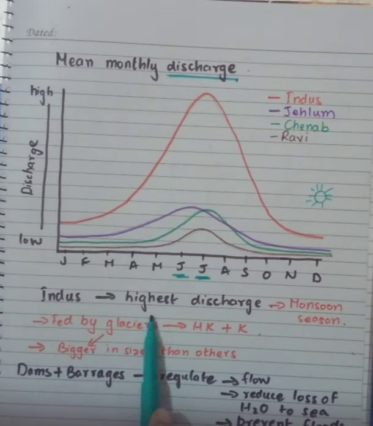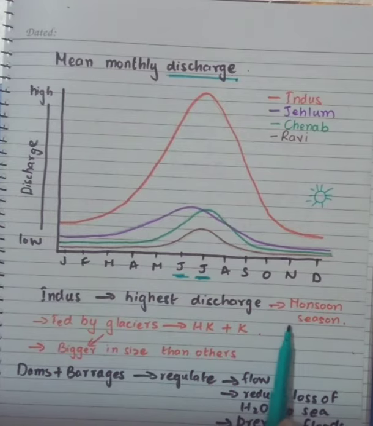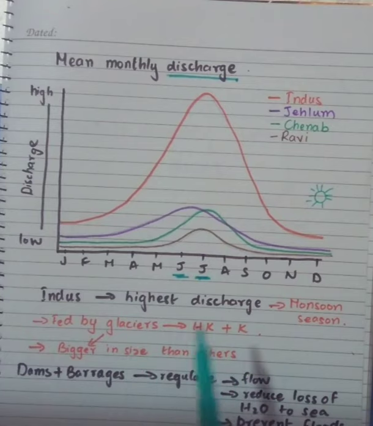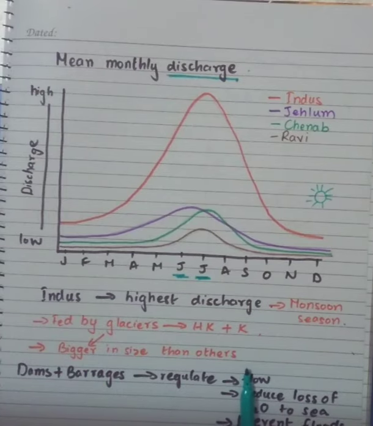So the Indus River has the highest discharge in the monsoon season, and it's being fed by the glaciers because the glaciers are being melted during the monsoon and summer seasons. It's being fed by glaciers from two ranges, Hindu Kush and Karakoram. These glaciers are bigger in size than any other glaciers.